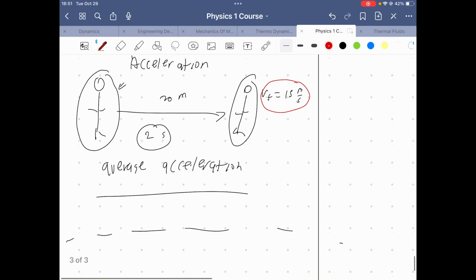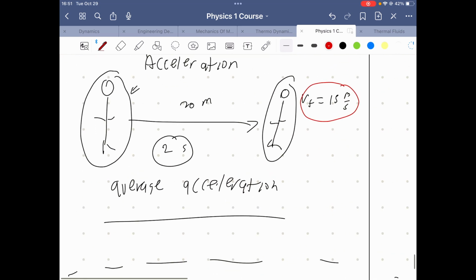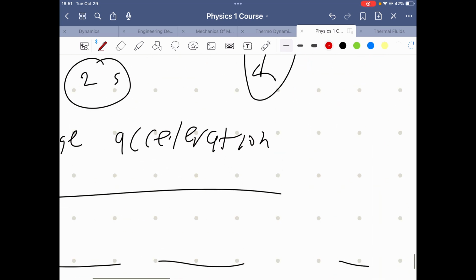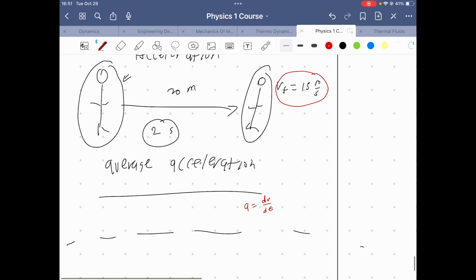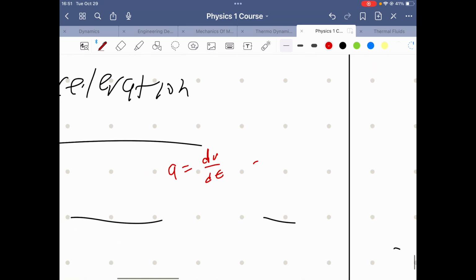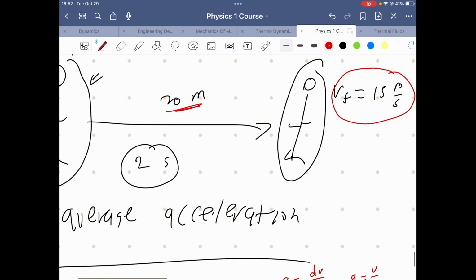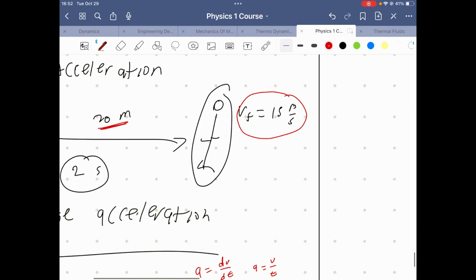Well, we know that the change in velocity with respect to time, a equals dv/dt, is our acceleration. So a equals Δv over Δt. And this little 20 meters here is to throw you off. You don't really need it right now. You could make your life harder by using one of the kinematics equations, but you don't need it.